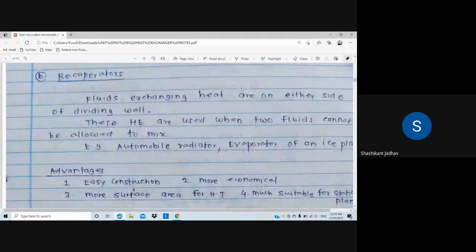So this is about the second type, indirect contact heat exchanger. In that first one we have covered, that is regenerator. After that, all of you write down the second indirect contact heat exchanger madla second type आहे recuperators. Write down B as a recuperators. Write down the second type, that is recuperators.